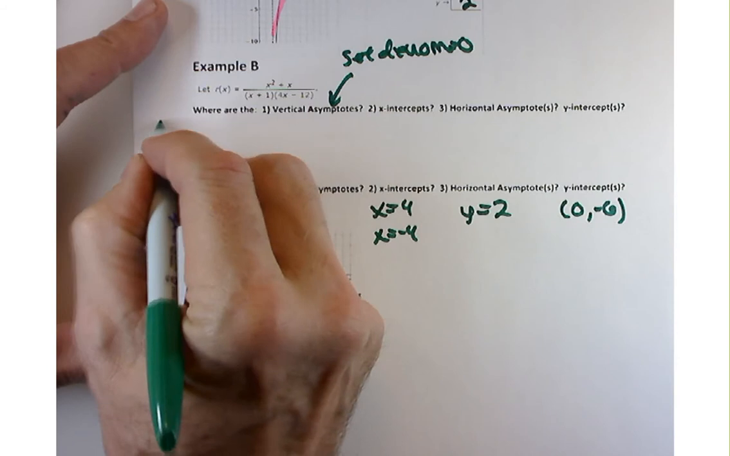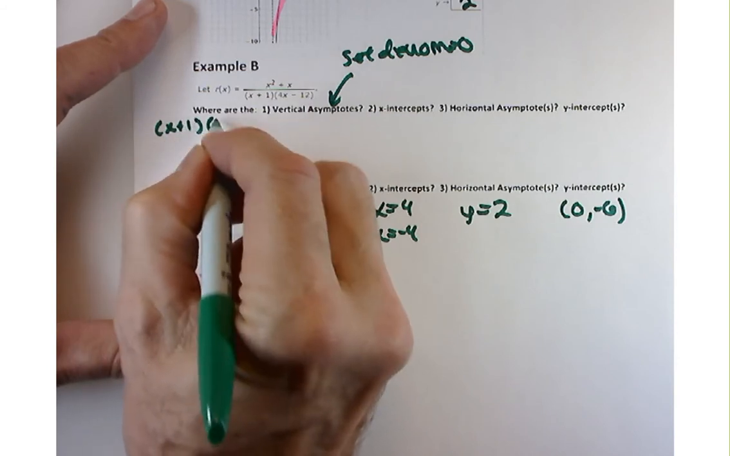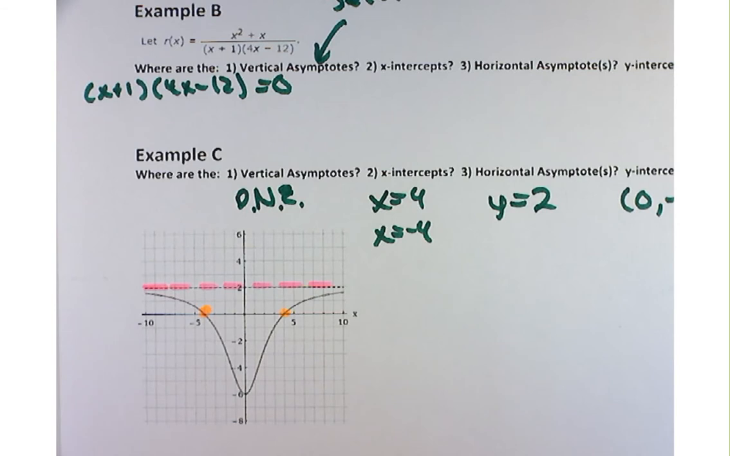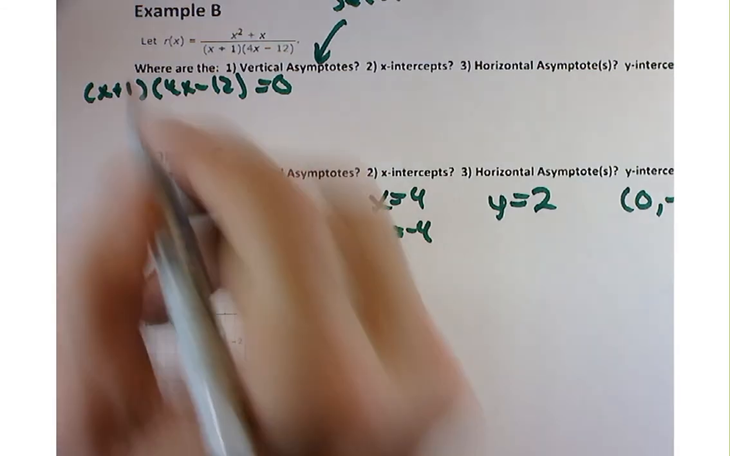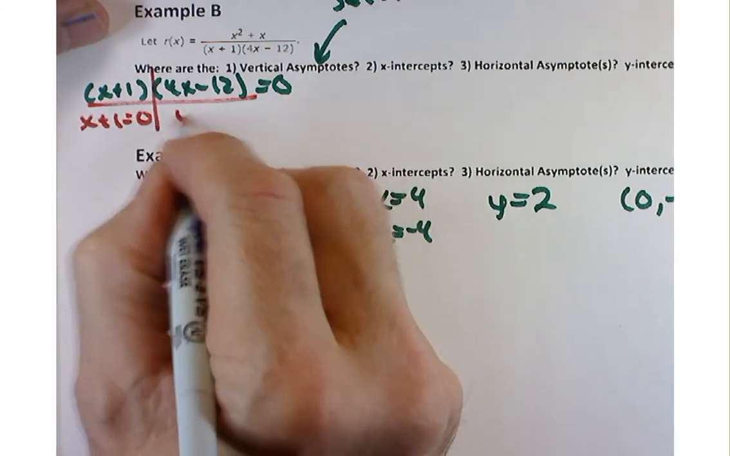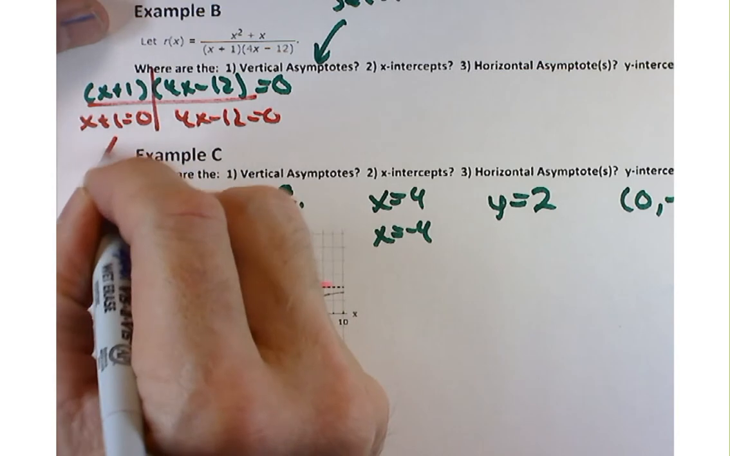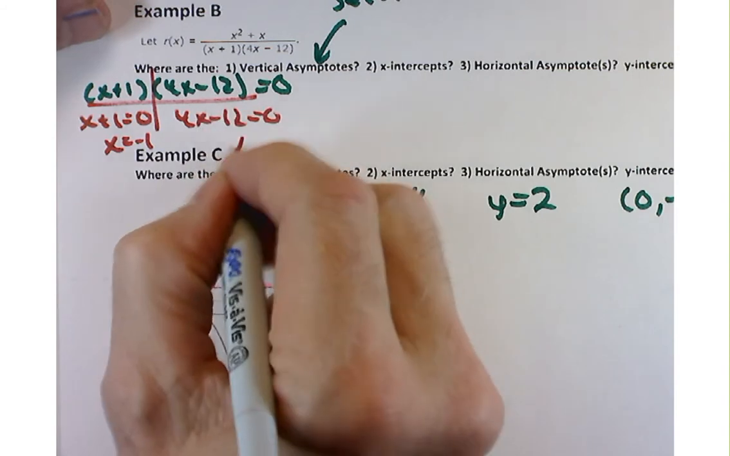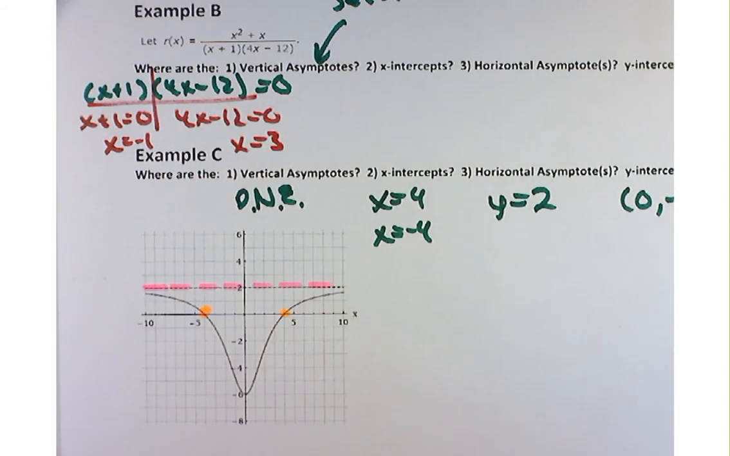So that's going to be x plus 1 times 4x minus 12 equals 0. Let's see if we can't solve here. So here x plus 1 equals 0. Here 4x minus 12 equals 0. That's going to be x equal -1. What does x equal here? 3. So there's your vertical asymptotes. X equal -1, x equal 3. 2 vertical asymptotes. Beautiful.